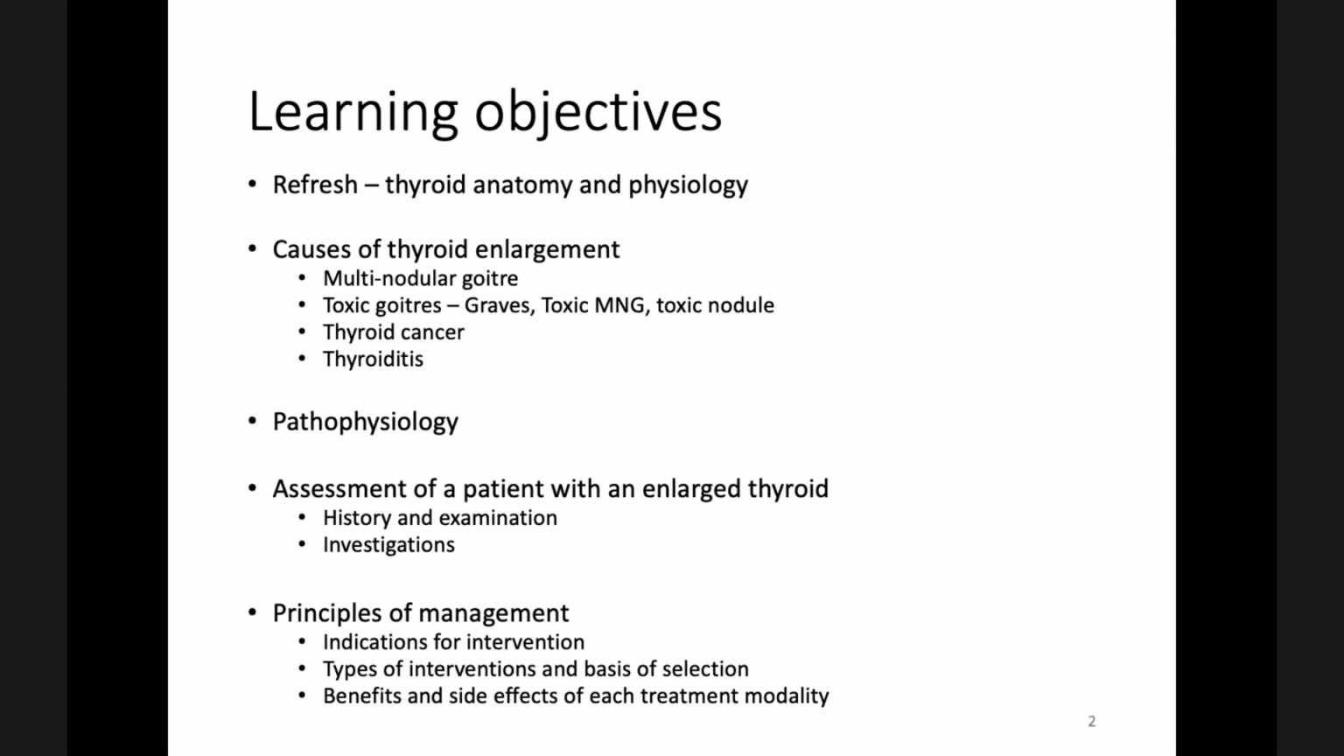Briefly, the anatomy, and there's nothing much on anatomy. Physiology, Sachit will discuss the physiology of thyroid hormone production, and then we'll go through different conditions which may increase the size of the thyroid, including multinodular goiters, toxic goiters, then cancers, and thyroiditis. Briefly at the end, we will go through the pathophysiology of each of these conditions, and then we will try to concentrate more on history and examination as well as investigations. And the last part would be the most important: principles of management of each of these conditions, the causes leading to enlargement of the thyroid.